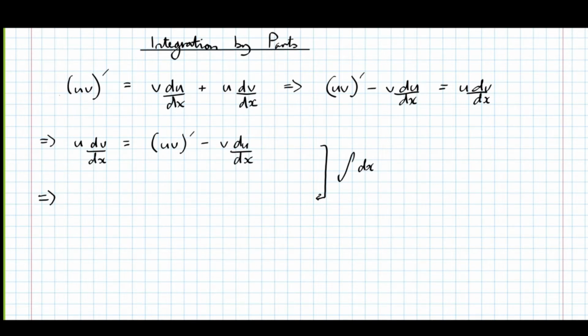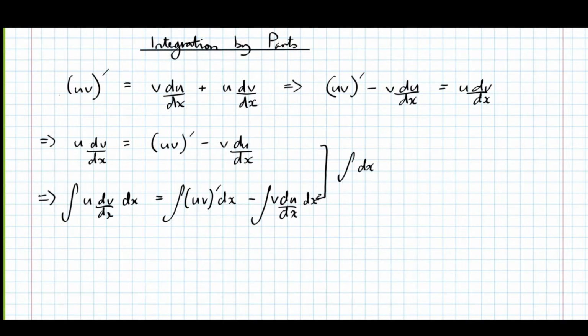So that means that the integral of u dv by dx equals the integral of uv differentiated dx minus the integral of v du by dx. So I've integrated both sides with respect to x. So now let's try and simplify that.